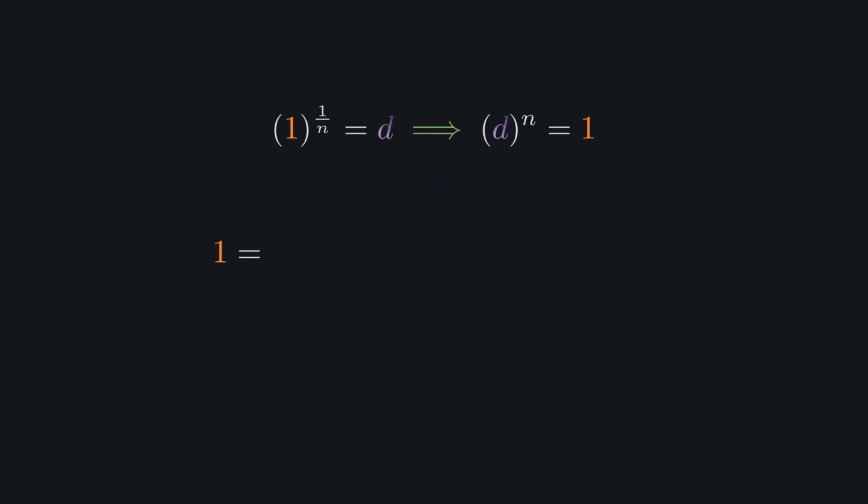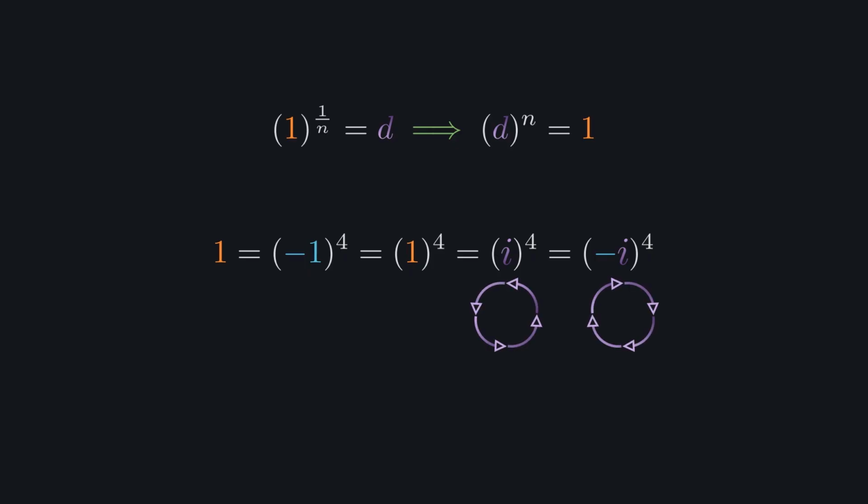For square roots, that is just the opposite of 1 and 1 itself. And for fourth roots, we also include i and minus i, because you can take 4 left or 4 right turns and end up facing forward again. You'll notice that minus 1 works because we just turn around twice, and 1 works because we don't turn around at all. This works for any degree of root.